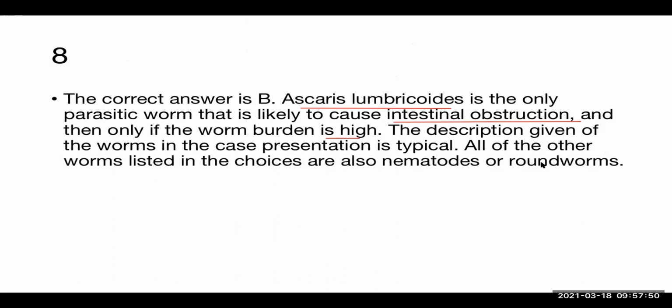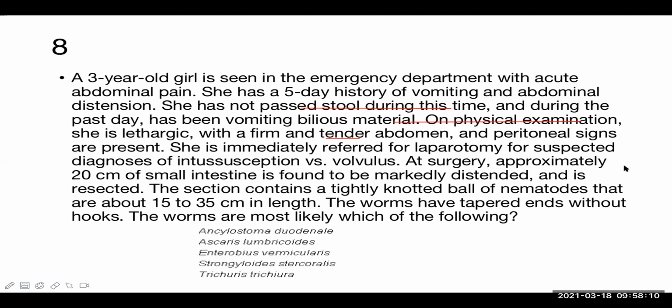All of the other worms listed in the choices are also nematodes or roundworms, but they don't cause intestinal obstruction. Hookworm, the first option, Ancylostoma duodenale, causes anemia, that is iron deficiency anemia. Apart from that, not much problem. The other option, Enterobius vermicularis, is called pinworm. It causes a very itchy problem near the anal canal, especially in children. Strongyloides stercoralis causes some GI problem, and Trichuris trichiura also causes some GI problem, but they are not very serious.